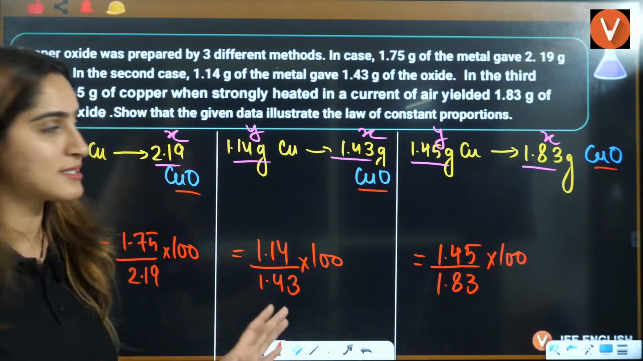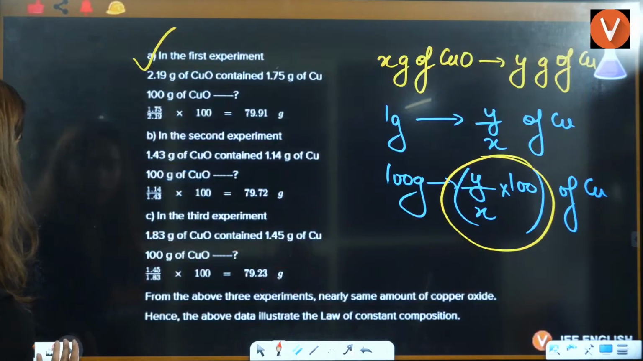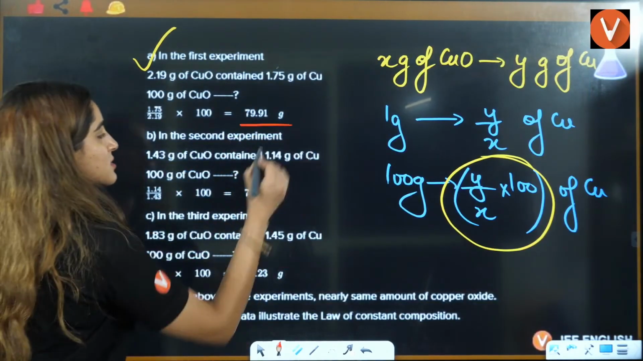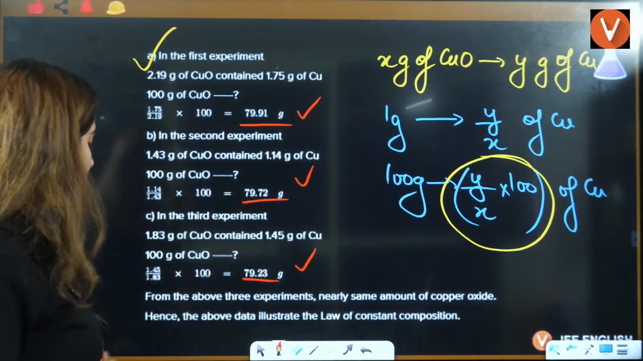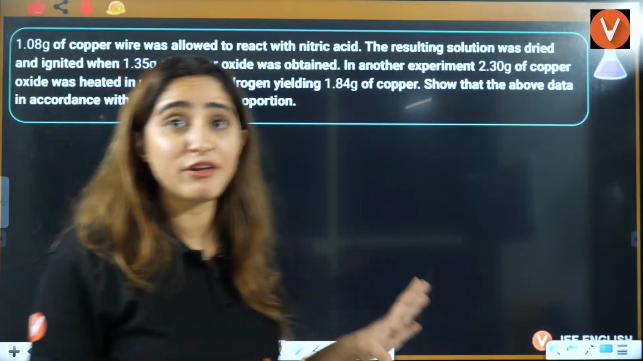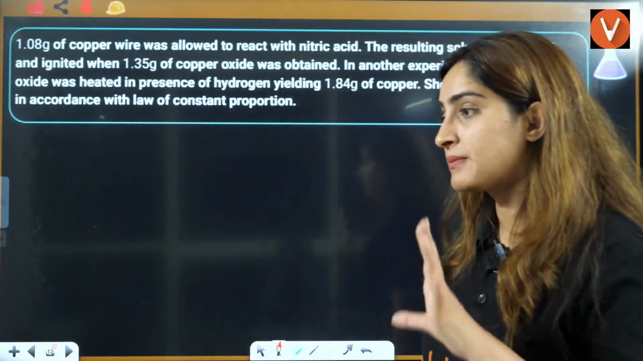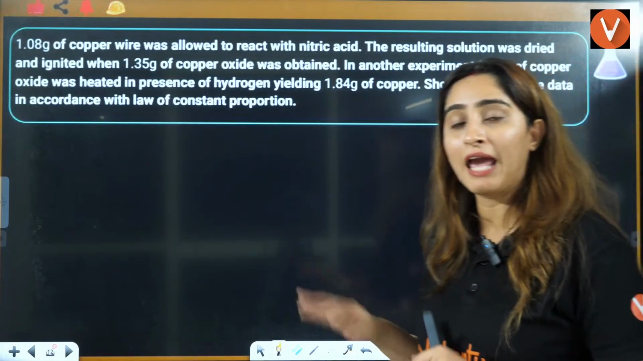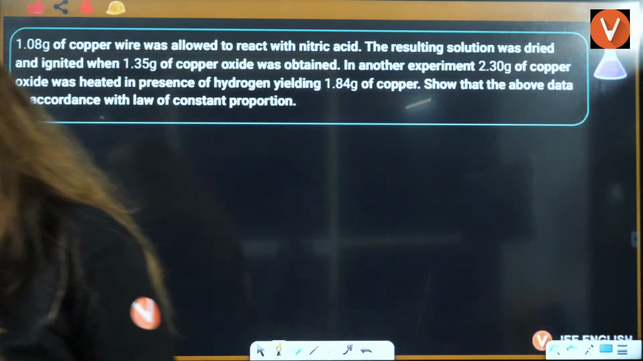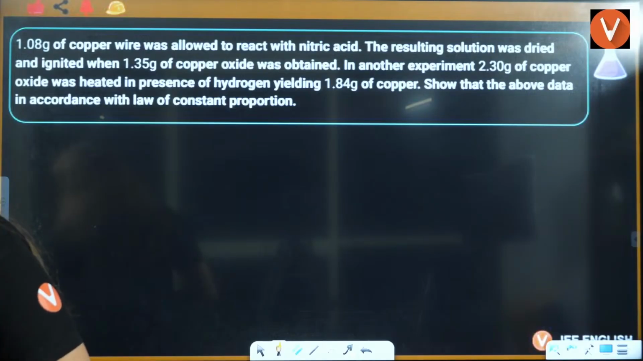Okay. Yes. So that is clear to everybody. So this answer you will see is the same answer you are getting everywhere. So that means it is actually following the law of definite proportion, right? That means we are clear on that thing. Next question is, let us see the next question here, right?